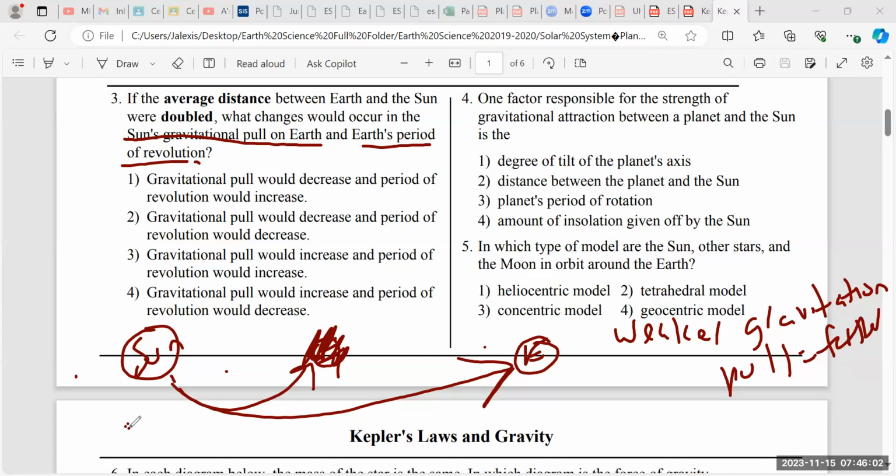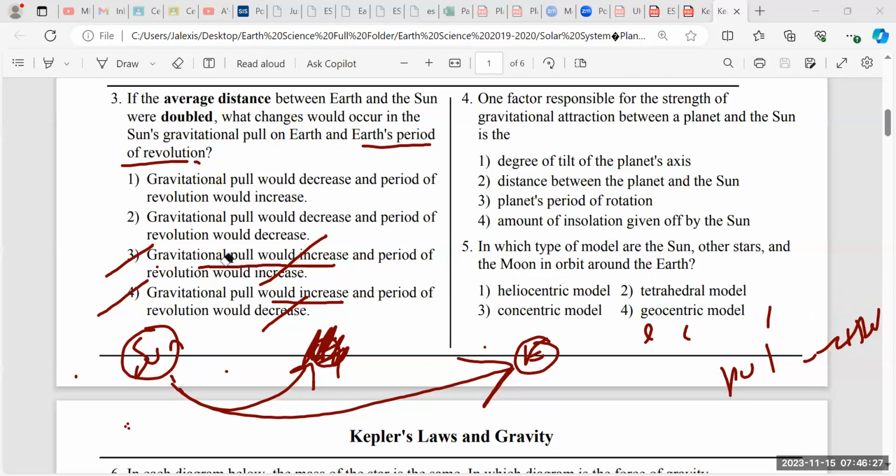And so, therefore, we know that the gravitational pull will definitely have to decrease. So that crosses out 3 and 4 because it's saying that the gravitational pull would increase, and that is incorrect. So we know the gravitational pull would decrease. All right, that's the first thing. The next thing, let me erase. There we go.